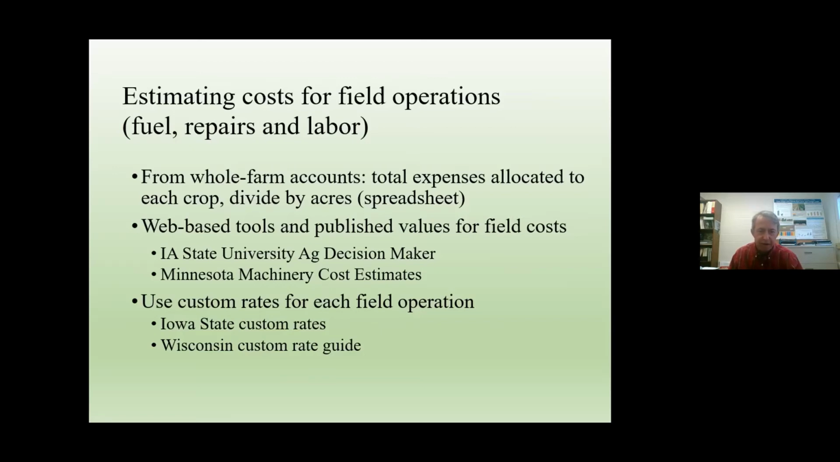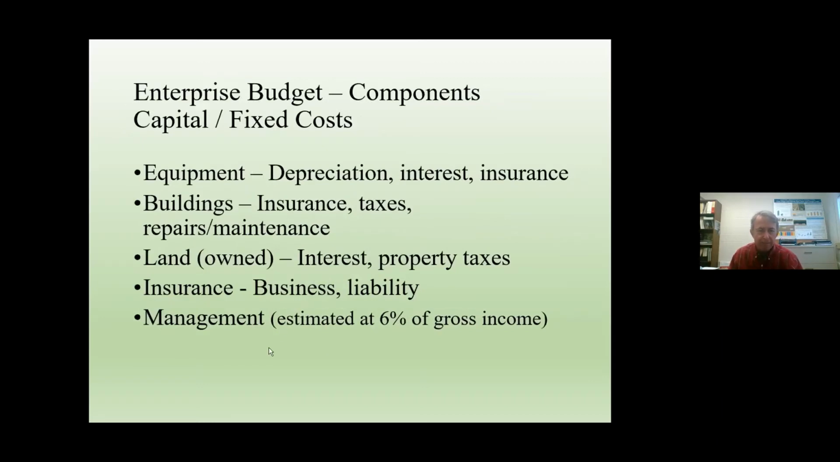Or we can use custom rates from published custom rate guides, such as the one in Wisconsin. Iowa State has another good one. Those states do surveys of custom operators throughout the state to ask what their rates are for any number of field operations. Those are probably some numbers that get us in the ballpark. It's not always clear how those custom operators are determining their costs, or the extent to which they really get into some of the ownership costs and things like that. So each of these methods has advantages and limitations, but they're all options.